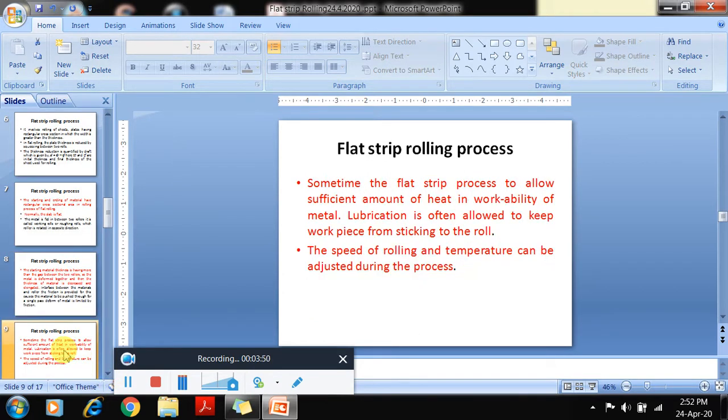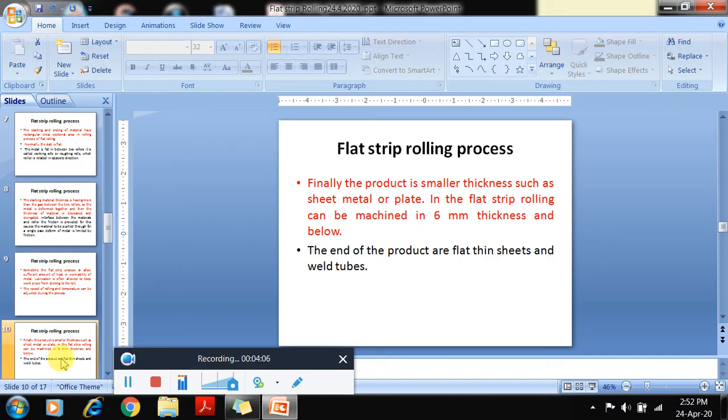Sometimes the flat strip process is done hot to allow sufficient amount of heat for workability of metal. Lubrication is often allowed to keep workpiece from sticking to the roll. The speed of rolling and temperature can be adjusted during the process. Finally, the product is of similar thickness such as sheet metal or plates. Flat strip rolling can produce 6 mm thickness and below. The end products are flat thin sheets and weld tubes.